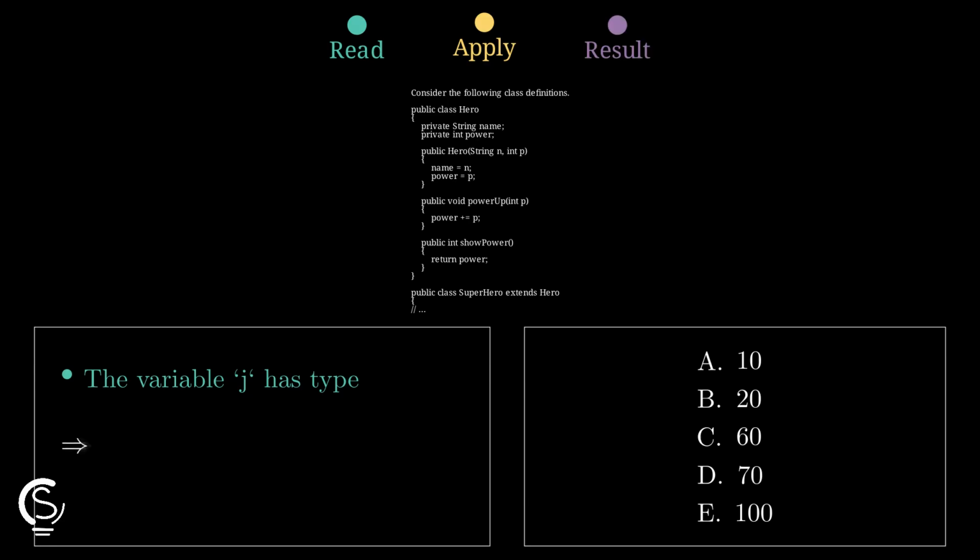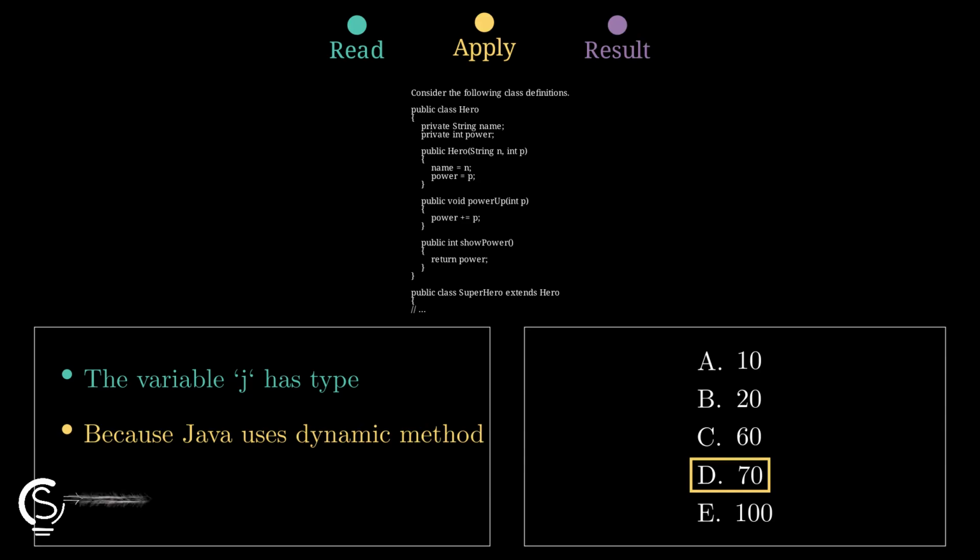The super call adds 20 to 50, bringing total power to 70. This makes option D the correct answer for this code segment.